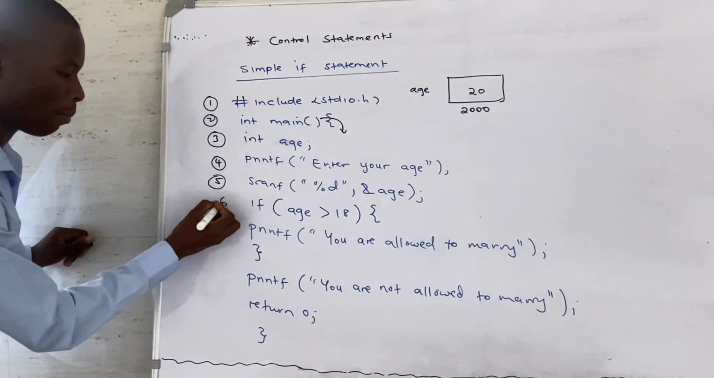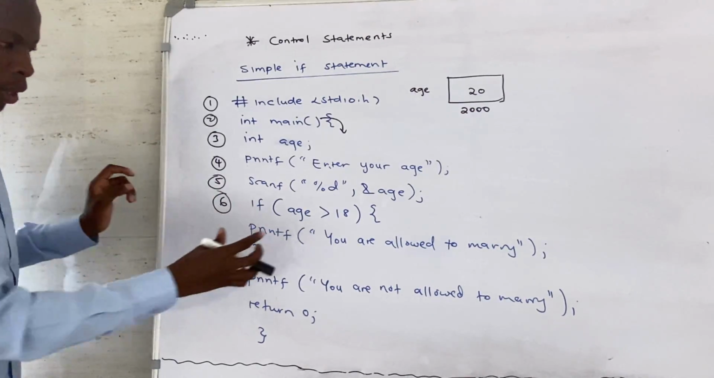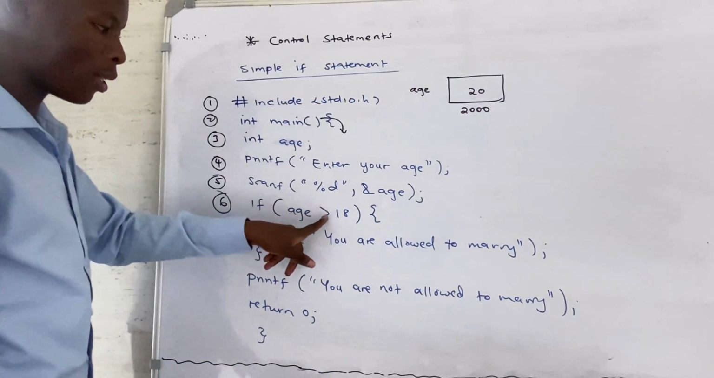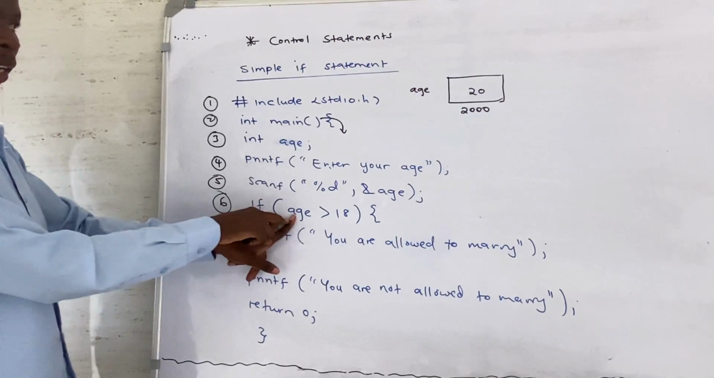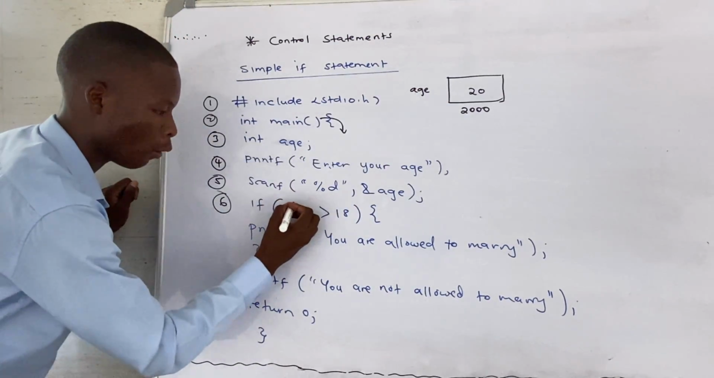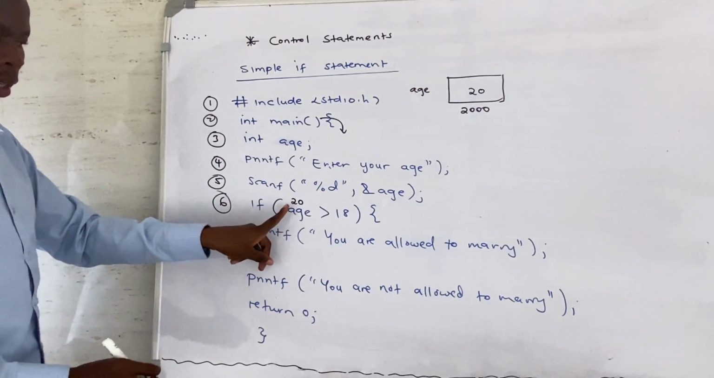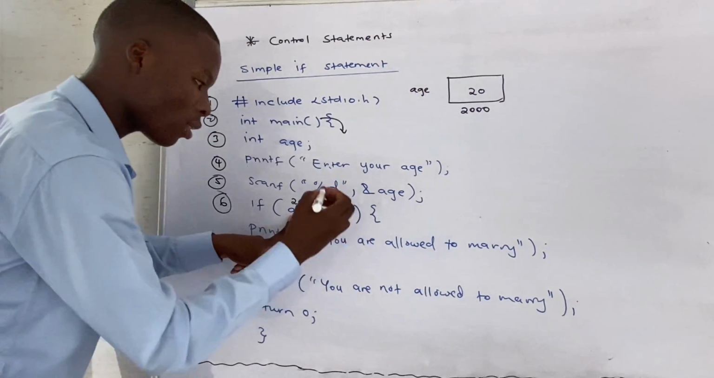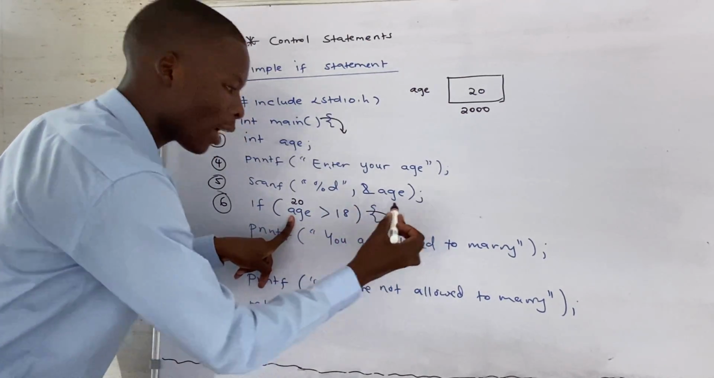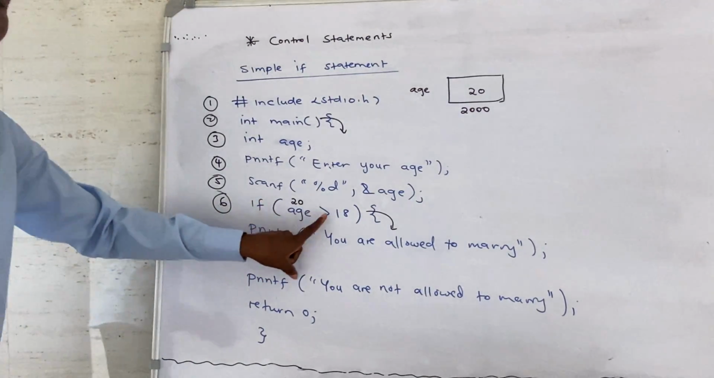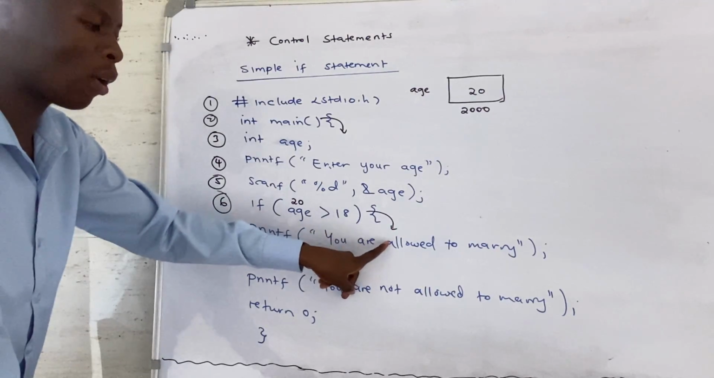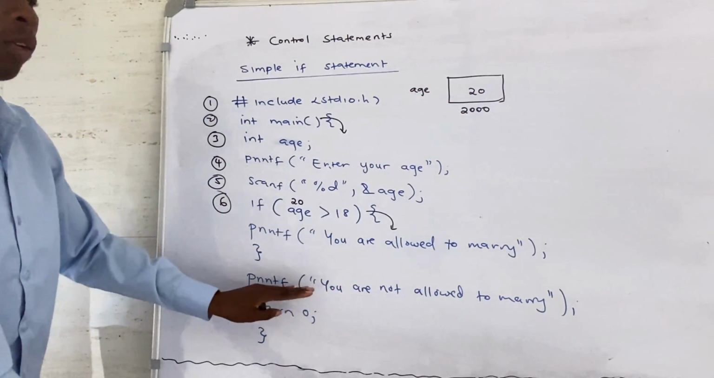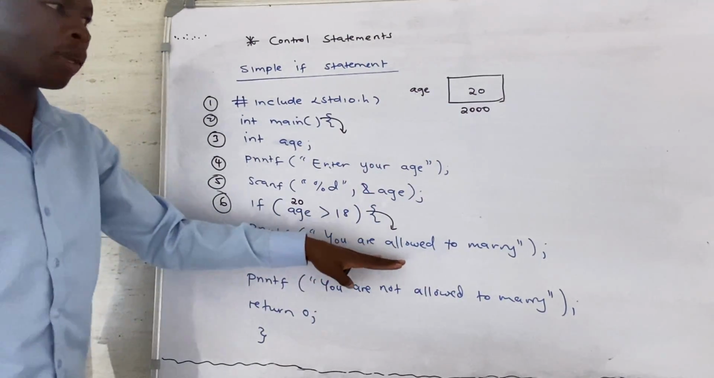Now it will go to statement number 6. This is the condition. So if age is greater than 18, what is there in age? In age we have 20. So if 20 is greater than 18, is this true or false? This is true. If this is true, the compiler will enter into this if block. And what is there? Printf, you are allowed to marry. So this is the output. This is going to be printed.